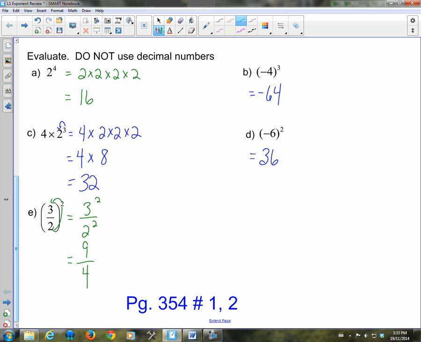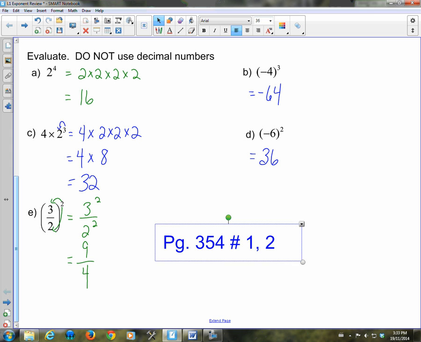So that's our quick little review of exponents. You need to try the questions number 1 and 2 on page 354.